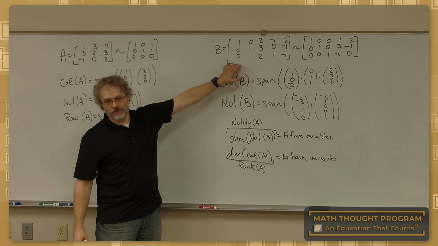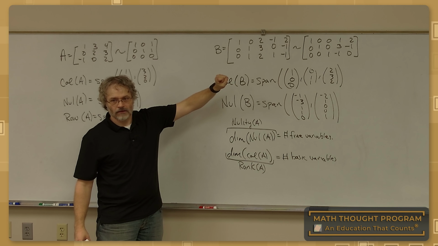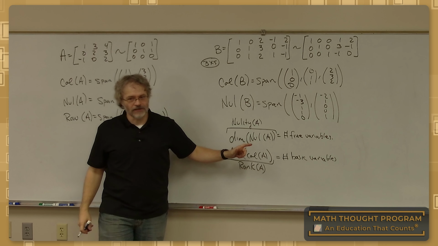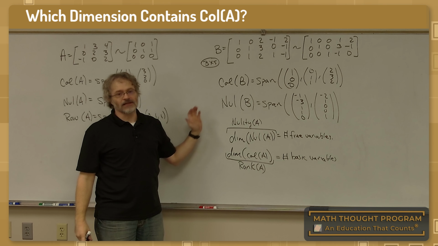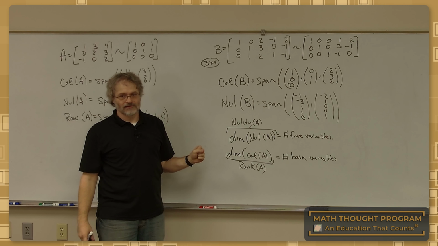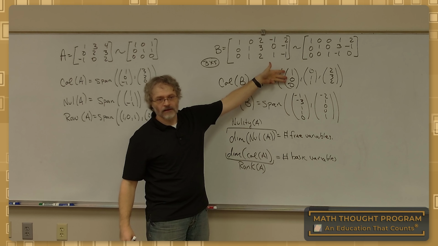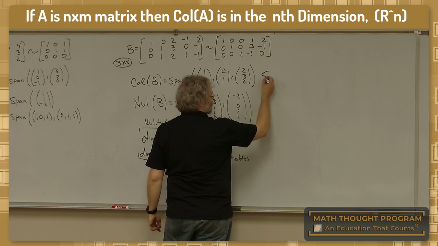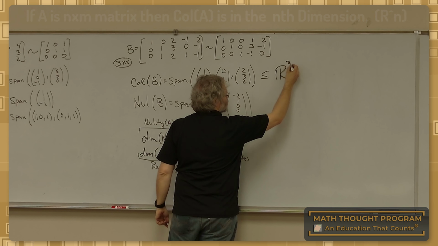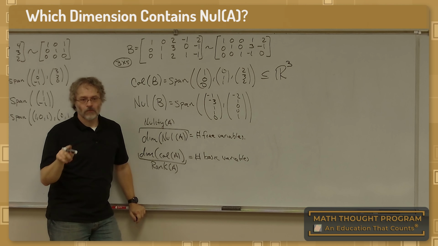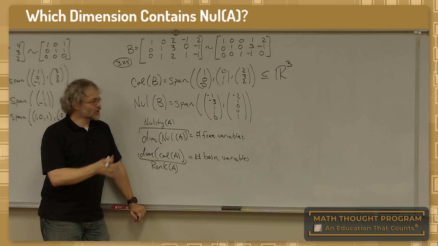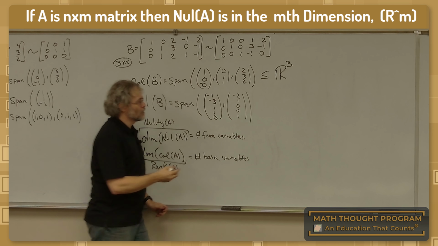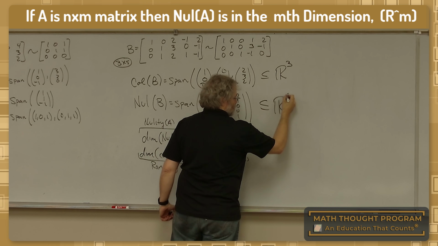What size matrix do I have here? It's a 3 by 5. Which dimension does the column space reside in? What are your vectors? 3 components. This resides in third dimension. Which dimension does the null space reside in? It has 5 entries. So this resides in the 5th dimension.